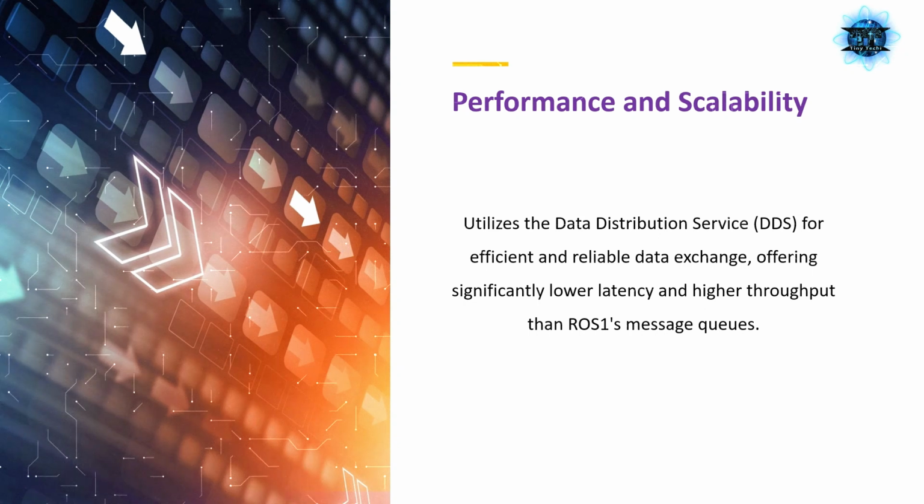So what is performance and scalability in the case of ROS2? ROS2, the newer version of Robot Operating System, as we discussed already, uses something called Data Distribution Service, in short DDS. This DDS helps different parts of a robot talk to each other more efficiently. For example, imagine a robot as a team of players in a game. They need to share information quickly and reliably to work well together.